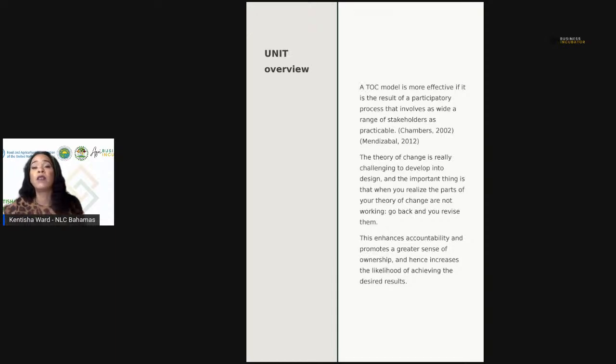As entrepreneurs, farmers, business owners, fishermen, we realize that if we plant a seed and it doesn't grow, it may be something that we didn't do right. We also know if we keep on throwing the line in the water and we aren't getting any bite, that means something isn't right. We have to revise our strategy. Also, this enhances accountability and promotes a greater sense of ownership, and hence increases the likelihood of achieving the desired results.